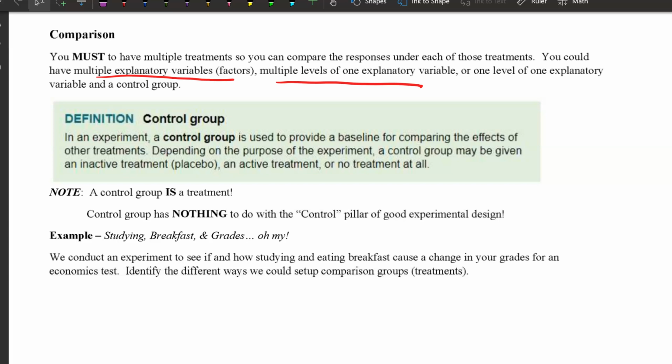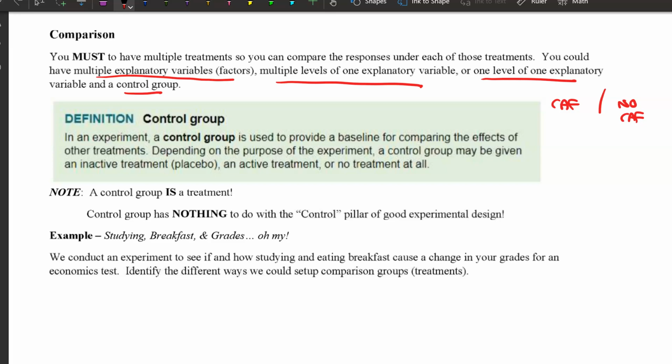That would be 4 different levels. Or you could just have one level of one explanatory variable and a control group. That's probably what we would have here. We would say caffeine or no caffeine. So this would be the control group. A control group is a group that is used to provide a baseline for comparing the effects of other treatments.